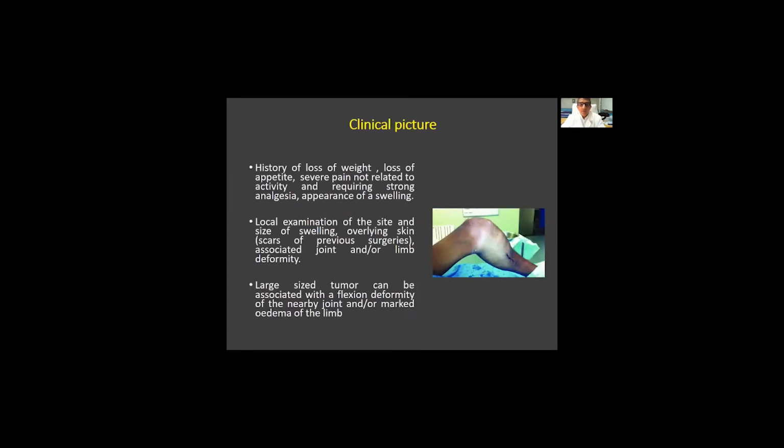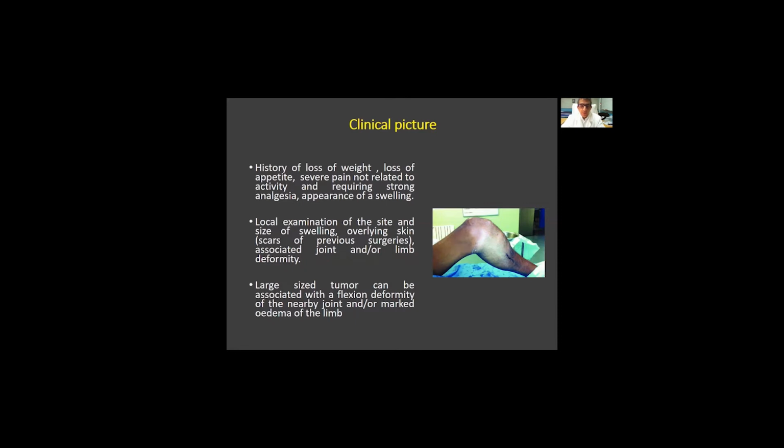Patient is usually presenting with severe pain, not related to activity, requiring strong analgesia, and associated in some patients with loss of weight and loss of appetite. And if the patient is presenting at a later stage, swelling could appear at the site of this pain.